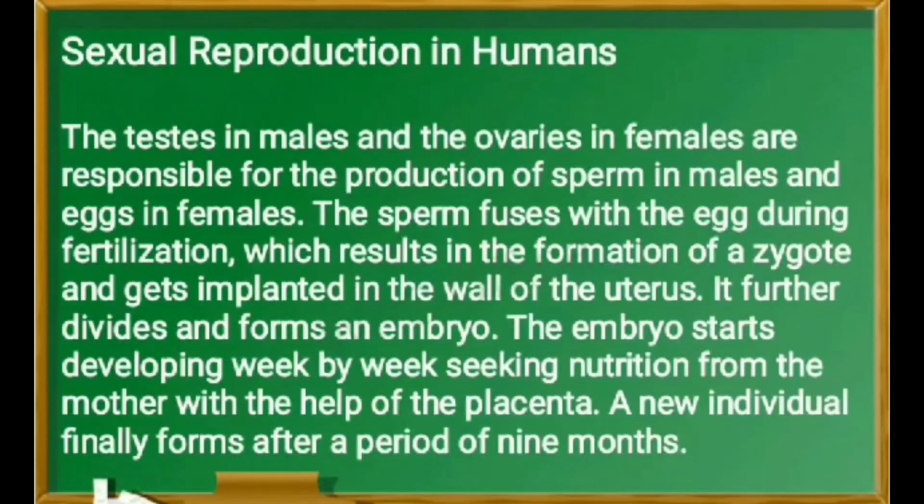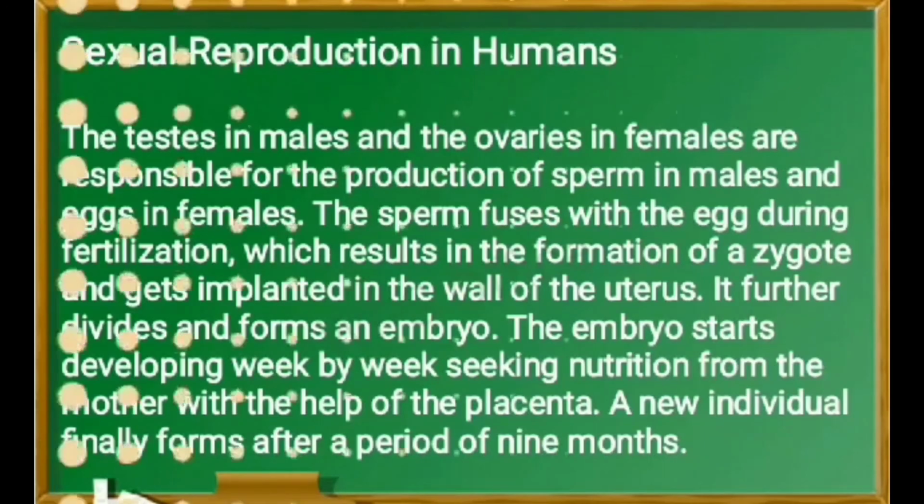Sexual reproduction in humans. The testes in males and ovaries in females are responsible for the production of sperm in males and eggs in females. The sperm fuses with an egg during fertilization, which results in the formation of a zygote that gets implanted in the wall of the uterus. It further divides and forms an embryo. The embryo starts developing week by week, seeking nutrition from the mother. With the help of the placenta, a new individual finally forms after a period of 9 months.